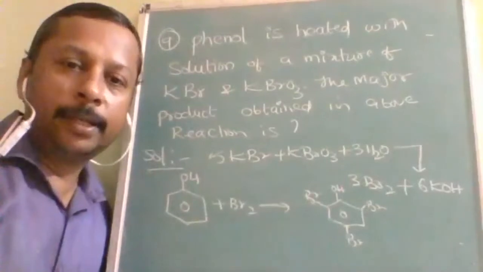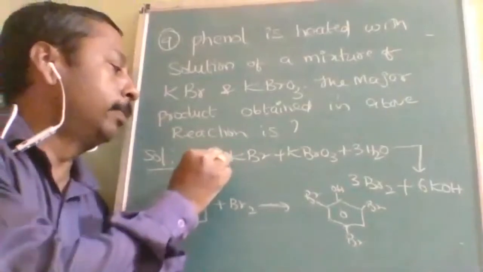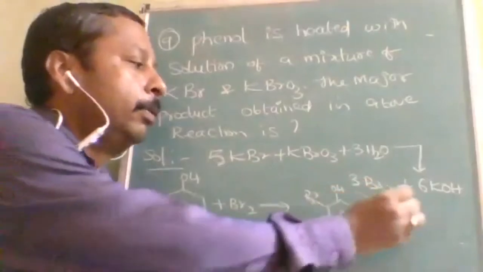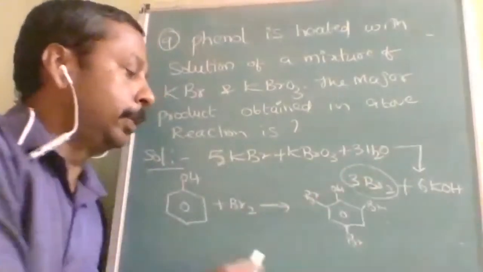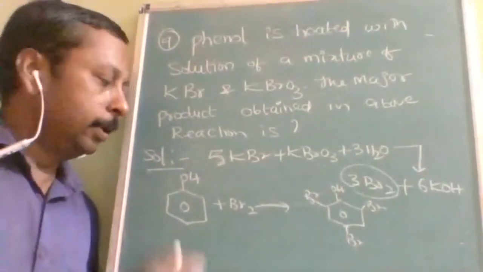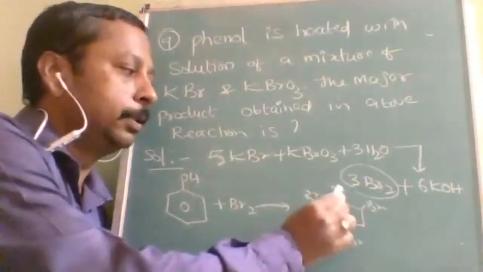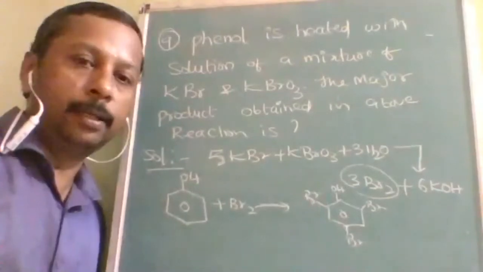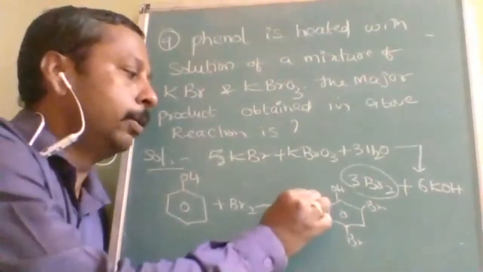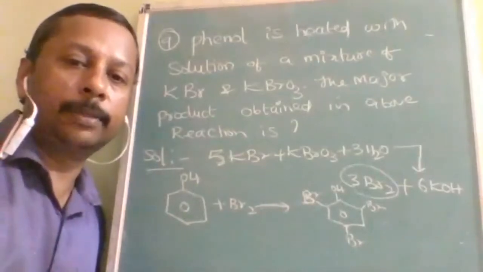This question is a rare combination of inorganic and organic concepts. In aqueous medium, KBr plus KBrO3 on reaction produces Br2, plus KOH. That Br2 reacts with phenol and substitutes at all places. The OH is ortho-para directing, so all ortho and para positions are occupied. So option D is correct.